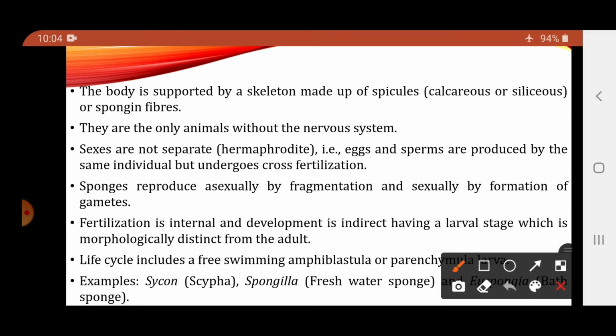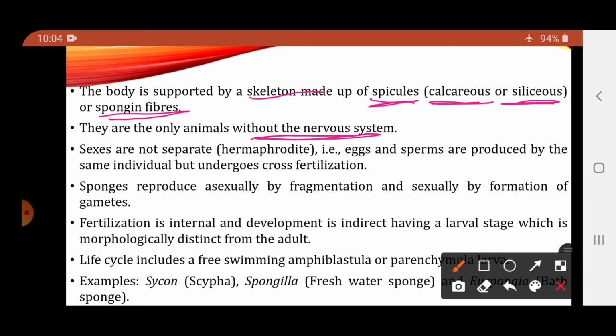Now they have the skeleton which is made up of the spicules. Spicules may be made up of calcium or they may be made up of silica, or they also have the spongin fibers. So skeleton is made up of spicules or the spongin fibers. They are the only animals without the nervous system.